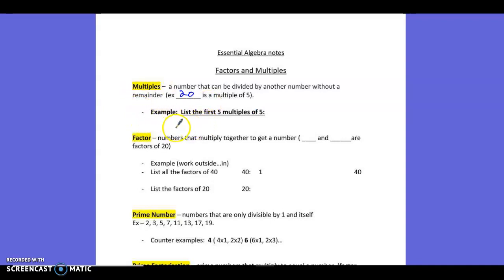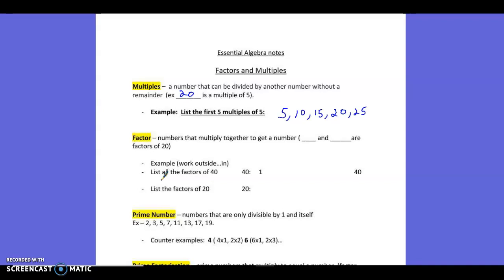In some of the homework assignments, you'll see "list the first 5 multiples of 5." Well, you can just multiply up. So 5, 10, 15, 20, 25. You can list each multiple. This will be multiplied by 1, by 2, by 3, by 4, by 5, and that would be listed in order. All right, so those are how you understand and identify multiples.